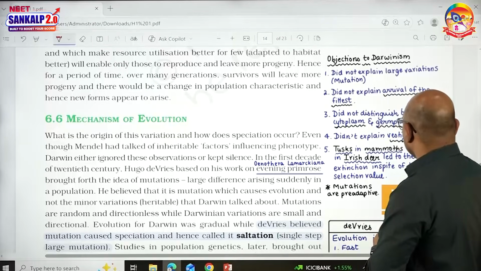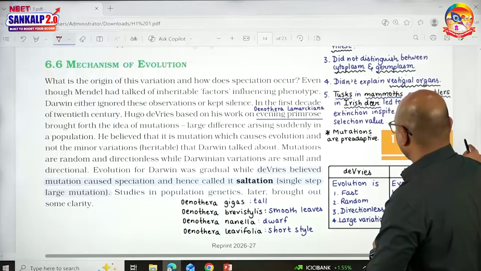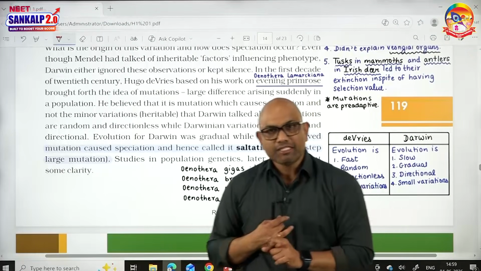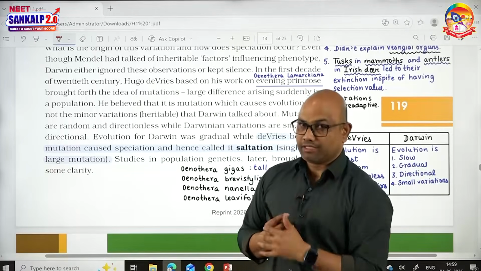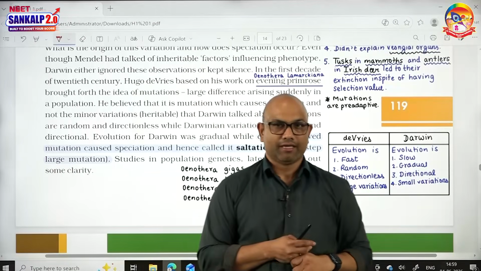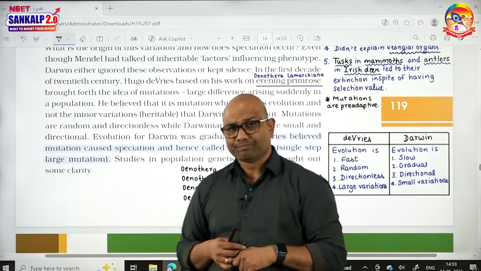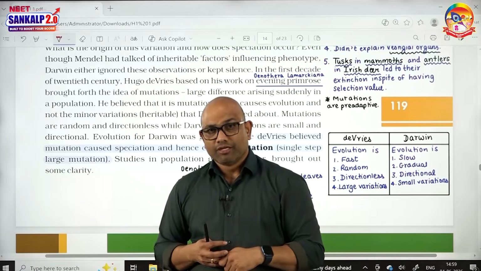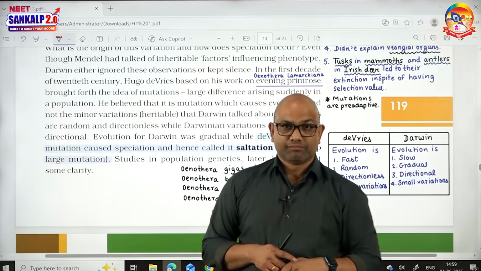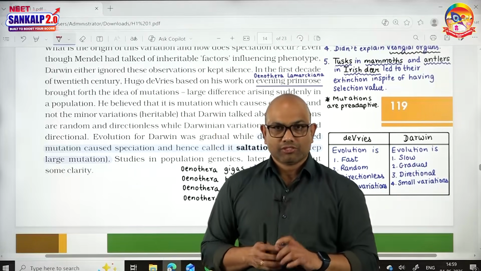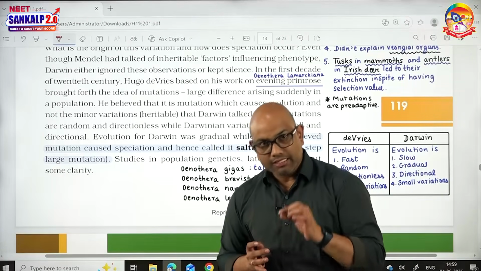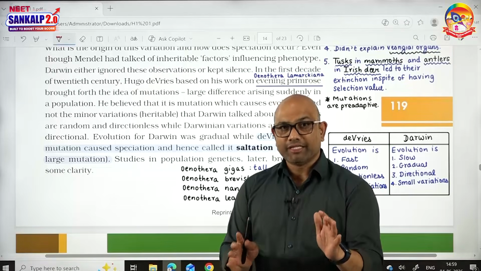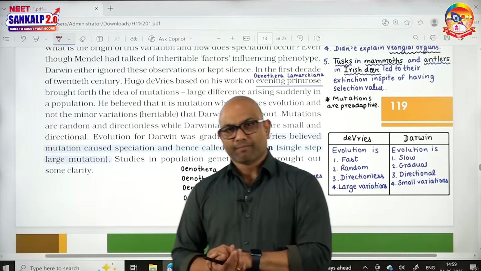Evening primrose. So what are the characters of mutations? Point 1: mutations are discontinuous. The same kind of mutation will not occur again and again. Mutations are subjected to natural selection. Mutations are random. Mutations are heritable. So sudden, random, discontinuous, heritable changes are called mutations. These mutations and their characteristics were explained by Hugo de Vries through mutation theory.